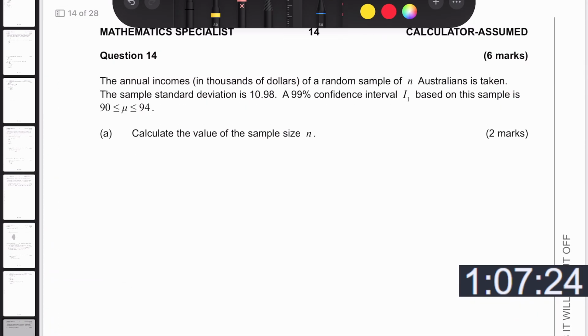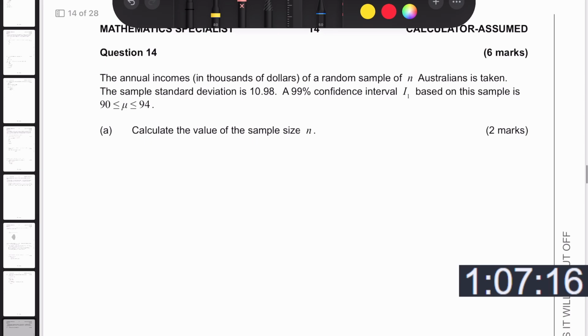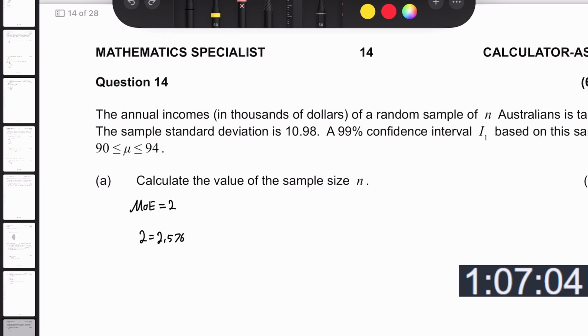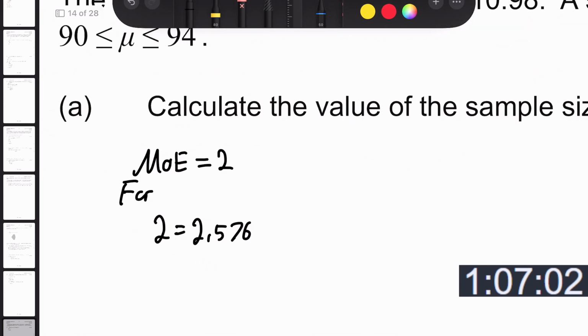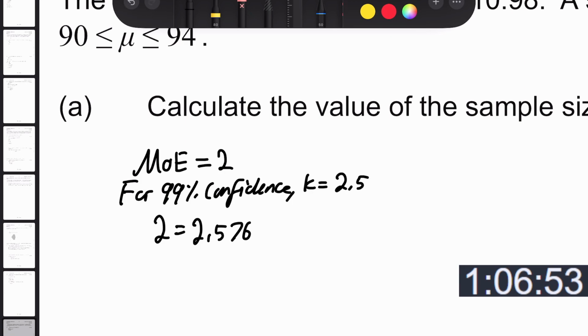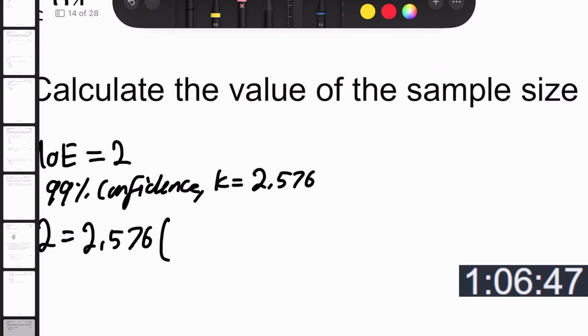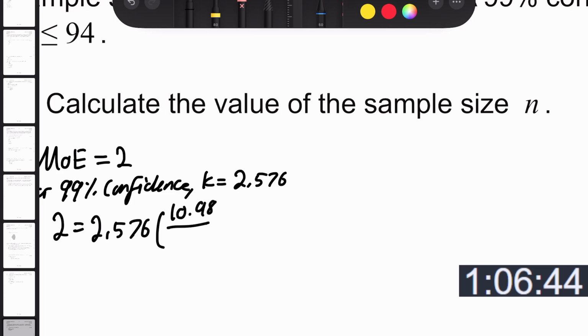Okay. The annual income in thousands of dollars around a sample of n is taken. The sample standard deviation is 10.98, and we want 99% confidence to calculate the sample size n. So then I'll say margin of error is equal to 2, and k is equal to 2.576, since for 99% confidence, k is equal to 2.576. And then we're going to have 10.98 over square root of n.